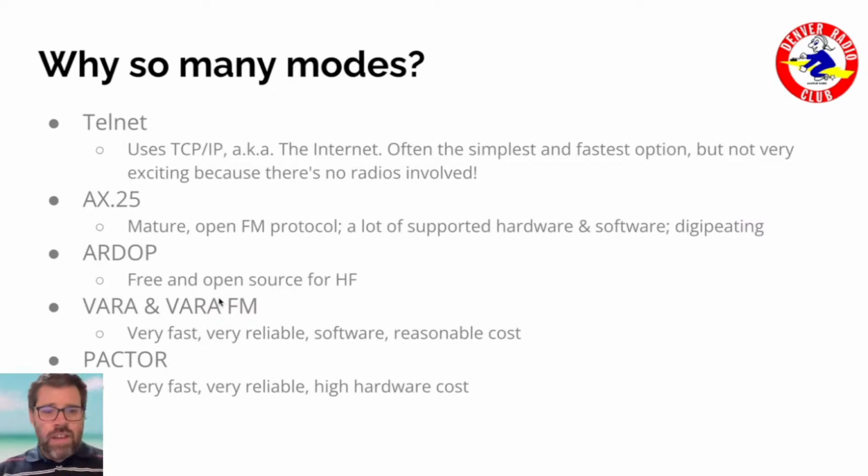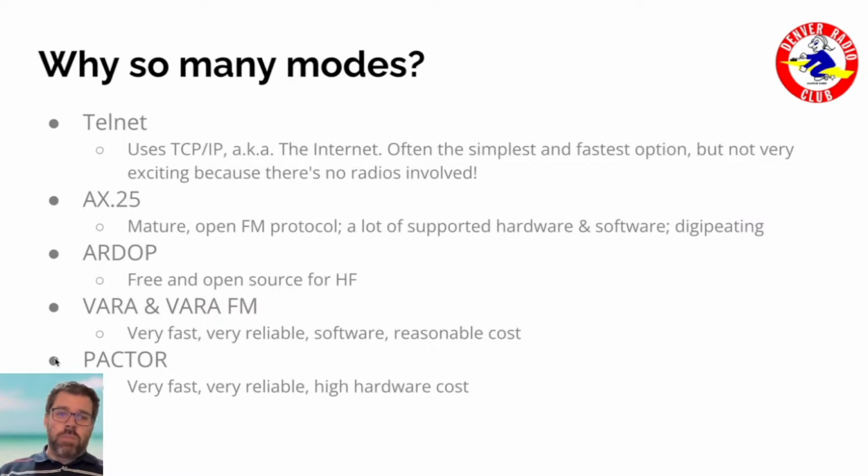VARA's the new kid on the block. It's very fast, very reliable. It's a software package, so if you've got a sound card set up, you're ready to go. You can use VARA for free, either HF or FM. You can use it for free, but if you buy the license for like $55 or somewhere in that neighborhood, then you unlock the full speed, and it's a reasonable cost. It's worth doing, in my opinion.